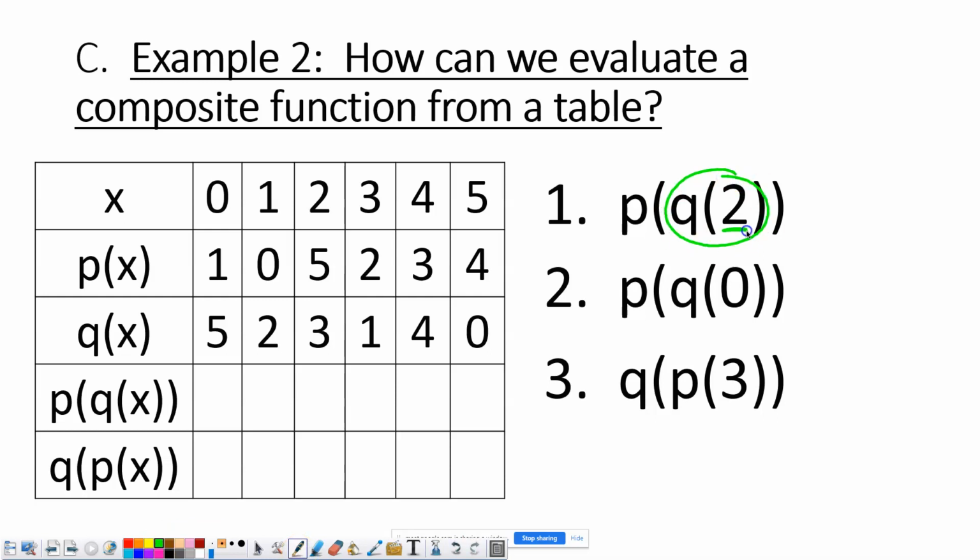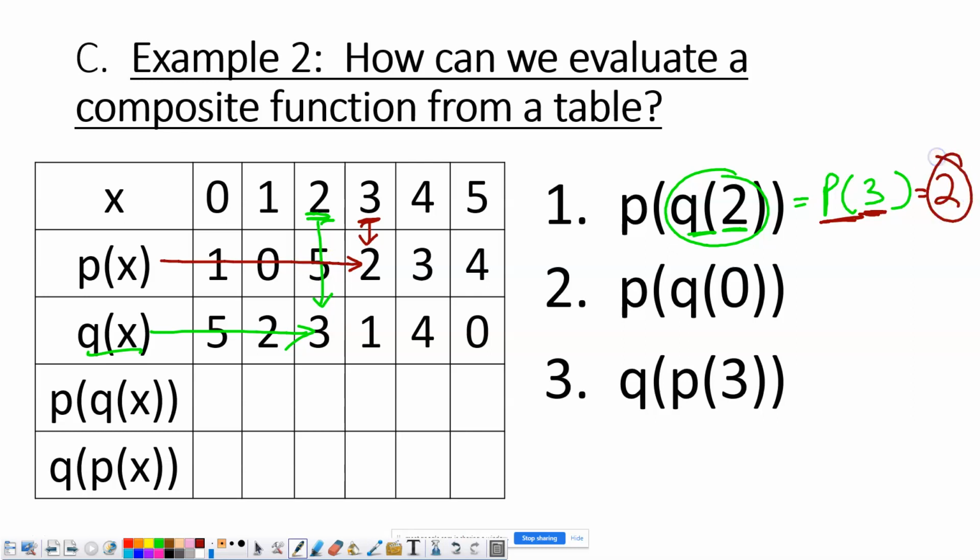So that means I'm going to look for x on my table, and I'm going to find what Q equals when x equals 2. So here's x equals 2. Here's Q. So when x equals 2, Q is 3. So I'm going to replace the Q of 2 with what Q of 2 equals. Q of 2 is 3. Now, I'm going to look for where x equals 3 and find out what P equals when x equals 3. So here's x equals 3, and I'm going to look for what P equals when x equals 3. And the final answer there is 2.